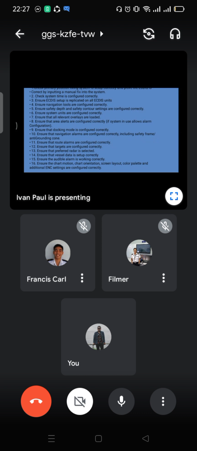Second, check the system time is configured correctly. Then third, ensure the ECDIS setup is replicated on the other ECDIS units.